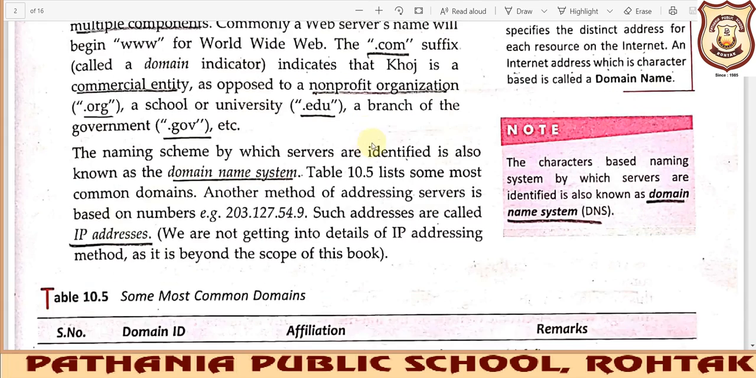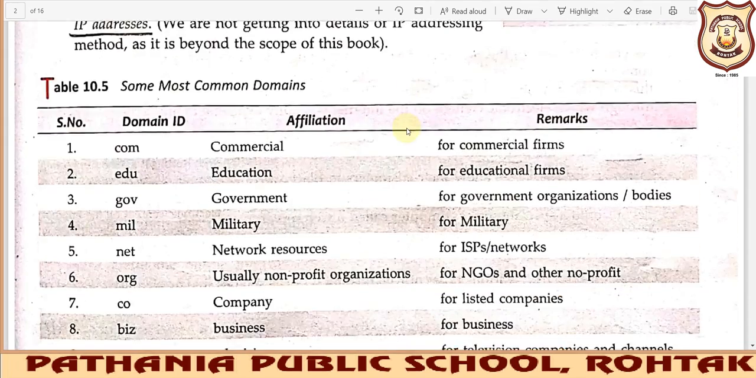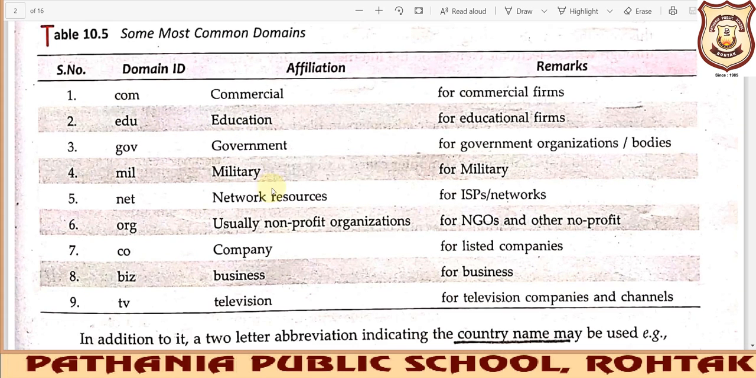Fine. So now comes different extensions, or domain IDs we can say, that are required for different types of websites. Like we use .com for commercial websites, .edu for educational websites, .gov for government websites, .mil for military websites, .net for network resources, .org for non-profit organizations, .co for company, .biz for business, .tv for television, and there are many others also. Likewise we use .co.in. In stands for India.